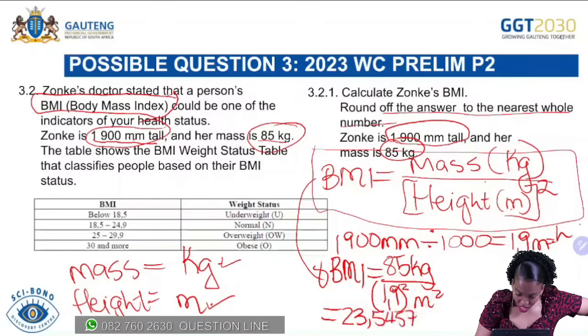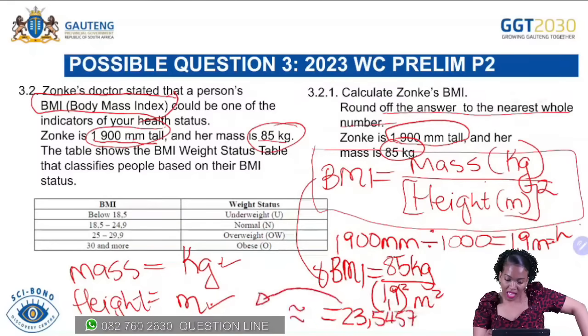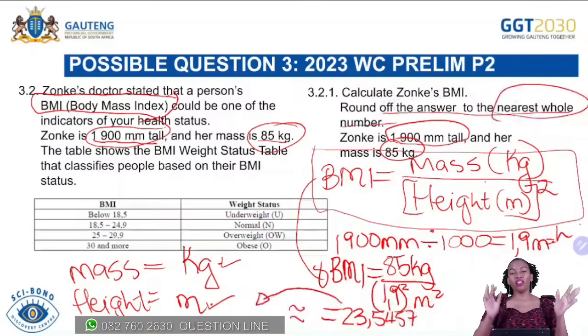23.547, which can be rounded. They said they wanted the answer in what? To the nearest whole number. When they say the nearest whole number, it means they don't want any decimals. The number must just be a number. No decimals, no babies, nothing. It must just be a number.